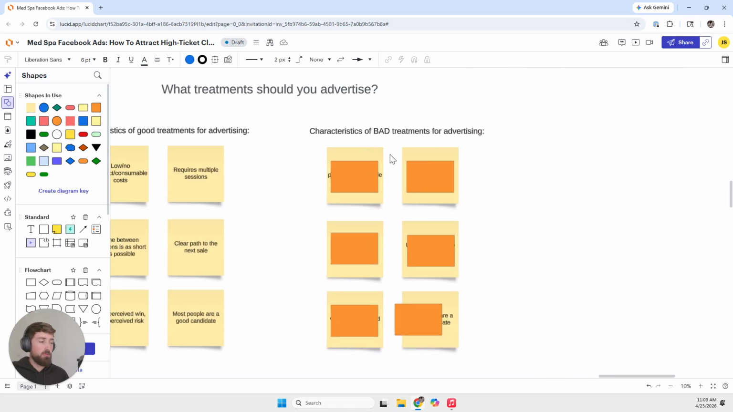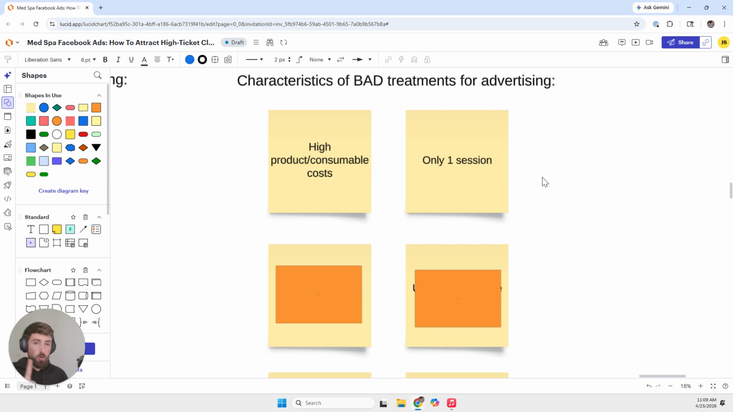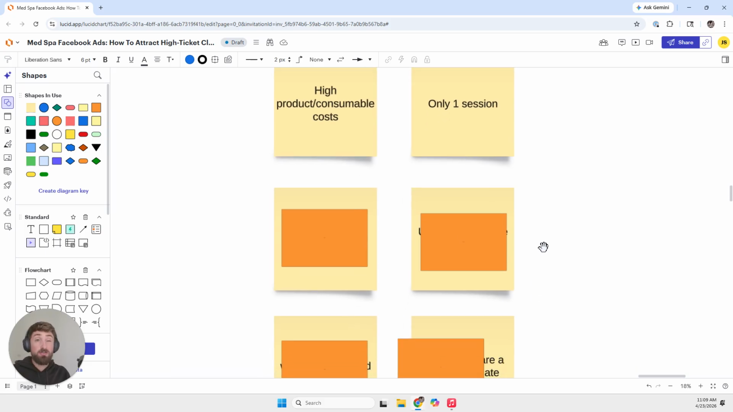Now, what are the characteristics of bad treatments for advertising? Pretty much the opposite of what I just explained. Like I said before, if you have a high product or consumable cost, it's very difficult to make something on the front end that a complete stranger would even be interested in responding to in the first place. If it's only a one-session thing where you come in, get it once, and that's all you need in order to see the result, it's also not that great for advertising, because it's very difficult to make the economics work for that type of thing.